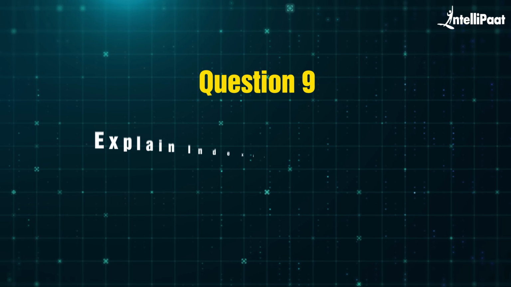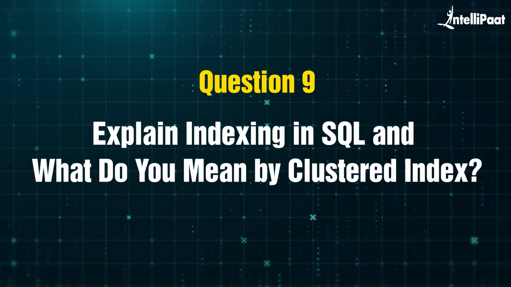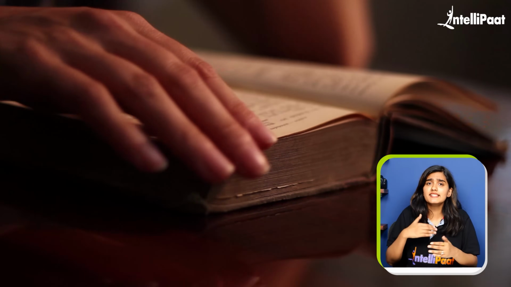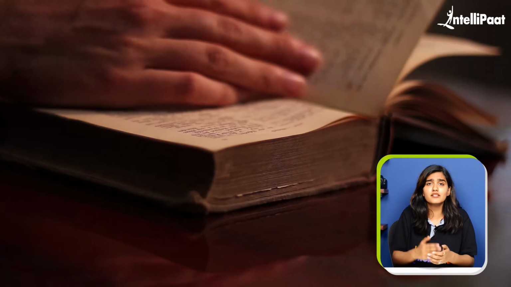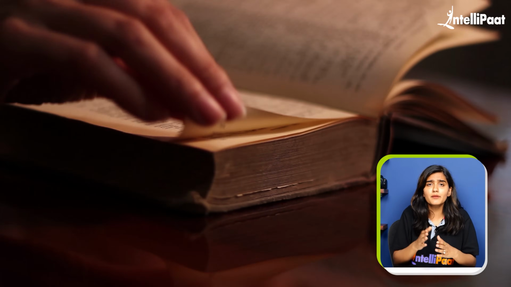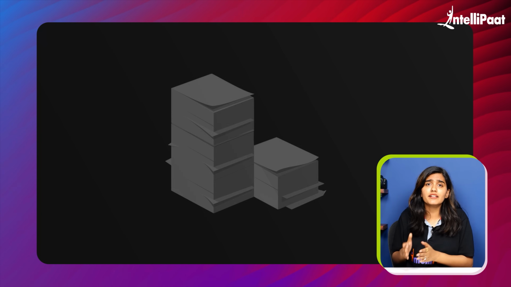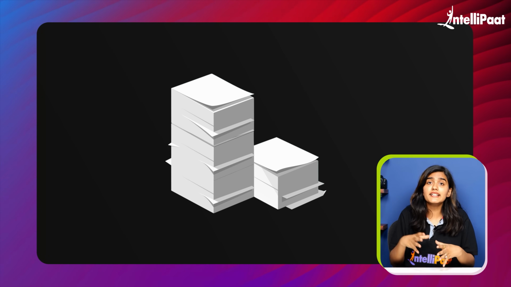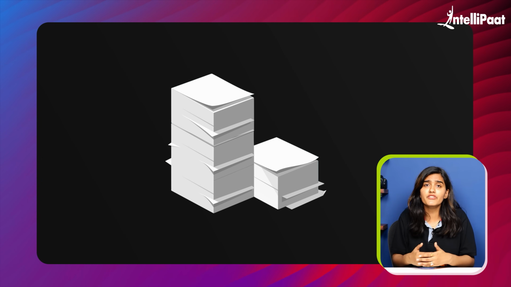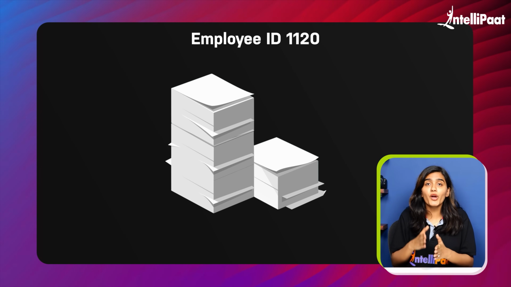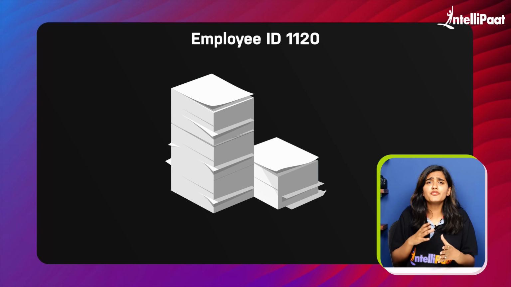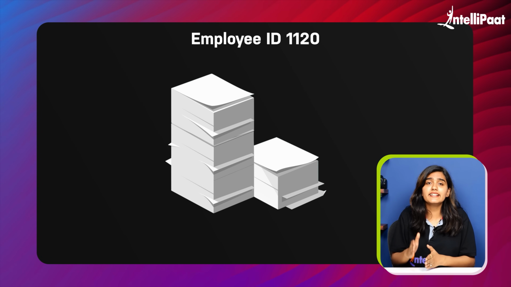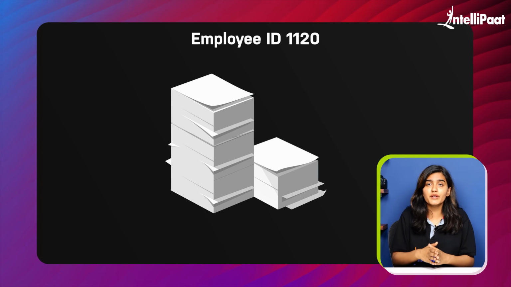Moving on with our question number 9, which is explain indexing in SQL and what do you mean by clustered index. Let's say you have a book, but without page numbers. Just think of the difficulty you will face while searching for a topic without knowing the index and the page number. Now in that similar manner, think of the database like a huge unsorted stack of paper. Without an index, if you want to find a specific paper, say for example in our case employee ID 1120, you would have to flip through every page one by one and that is very slow. But with indexing, it's like organizing this paper in a specific manner.